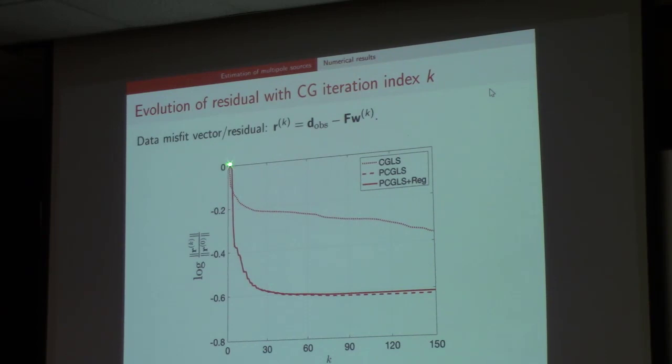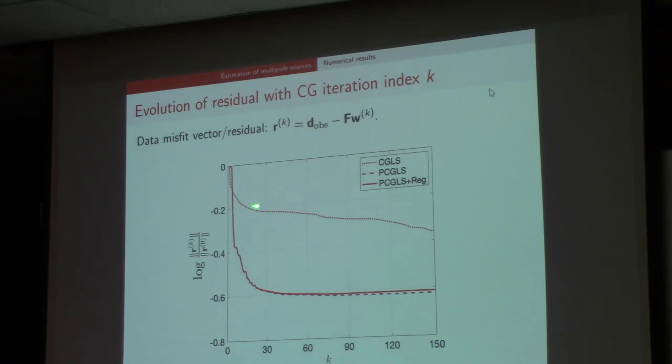Here's a plot of the log of the data misfit, R. R is the observed data minus the predicted data for a current approximation of my recovered W. Again, the W is just what I want to recover from the data. And I'm using conjugate gradient here, since this problem is a least squares problem. This is the misfit, so we want the misfit to go down as a function of iteration k.